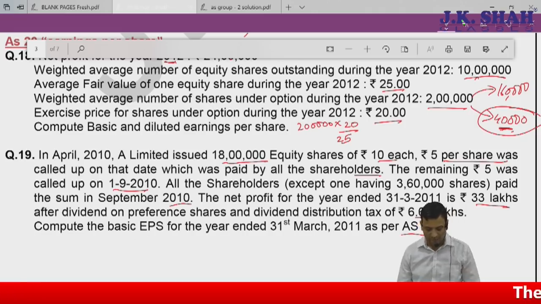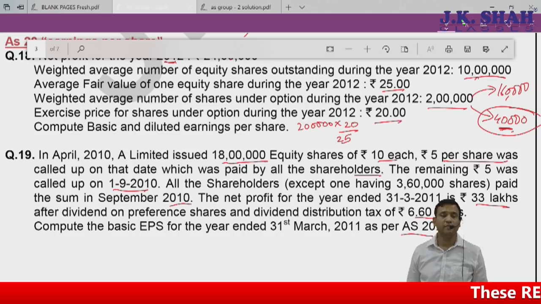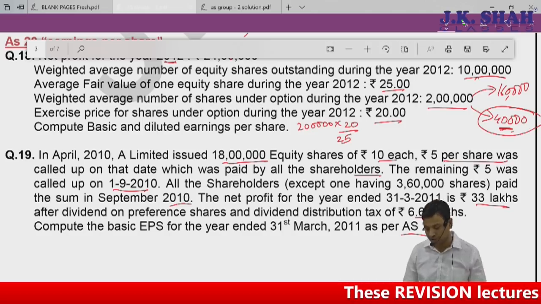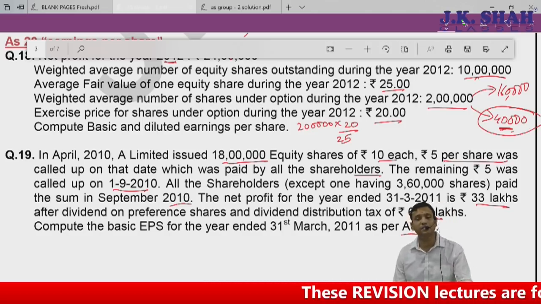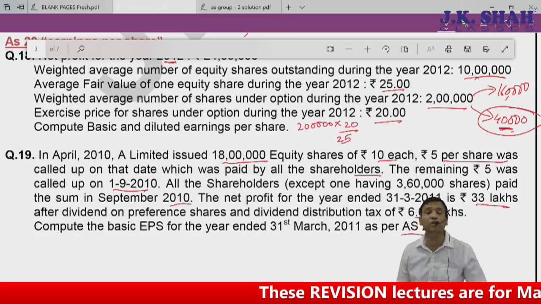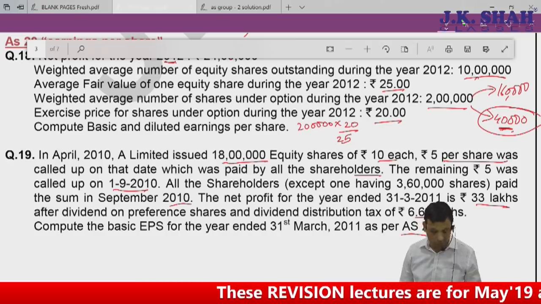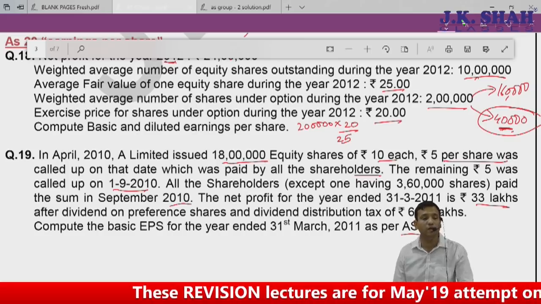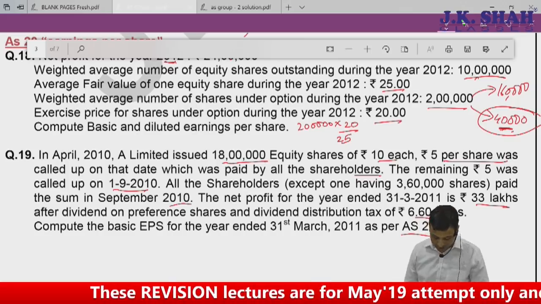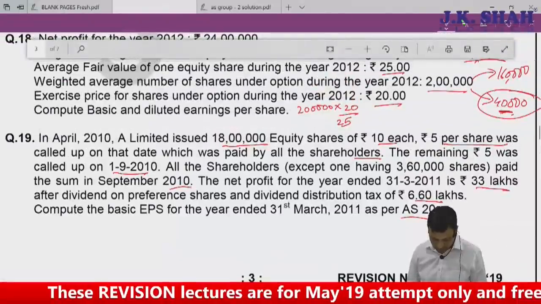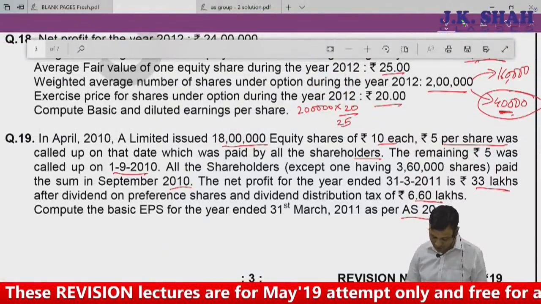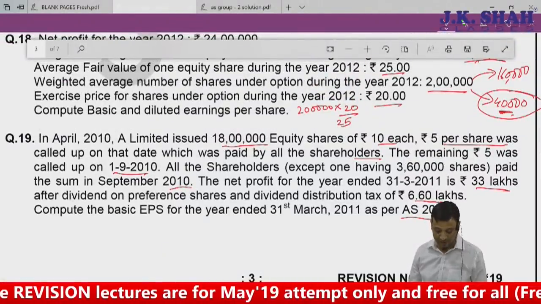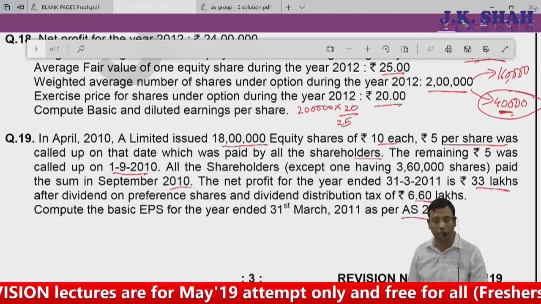I think it is very simple. See, when the shares are partly paid up, convert those partly paid up equity shares into an equivalent number of fully paid up equity shares. So how do we convert them? Very simple for us. You can say 18 lakh shares of 5 each, that is nothing but 9 lakh shares for the whole year.